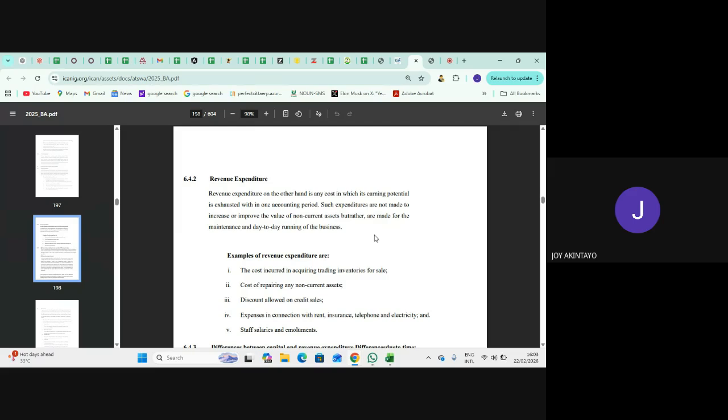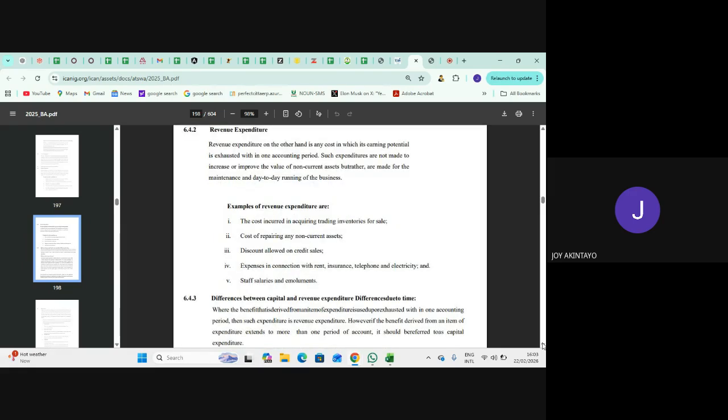We also have discount allowed on credit sales. When we are given a discount allowed, then you have to consider it. Examples in connection with rent, insurance, telephone and electricity, which are directly related to what? To that asset. Okay, revenue expenditure. Then staff salaries and emoluments. Those are the kinds of revenue expenditure we have.